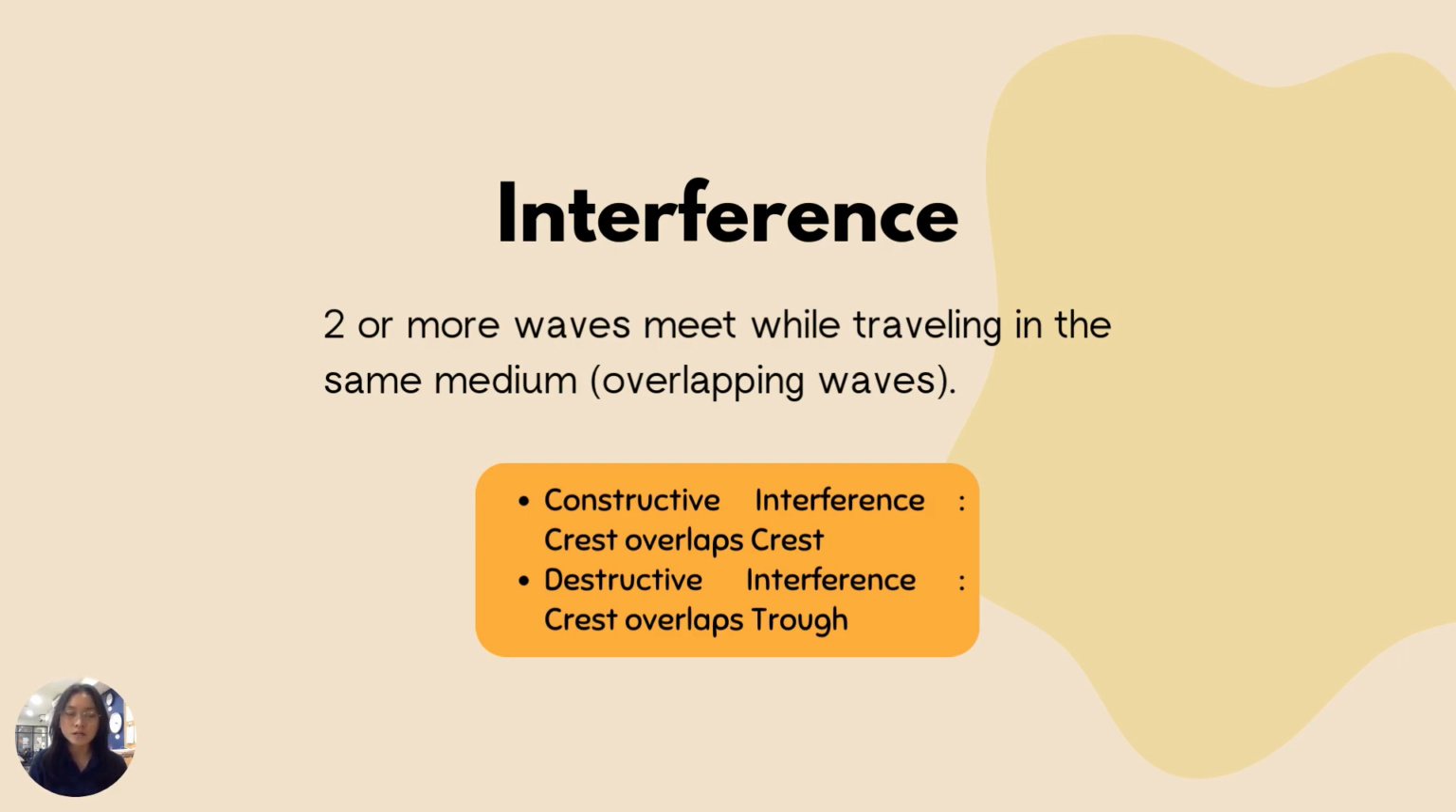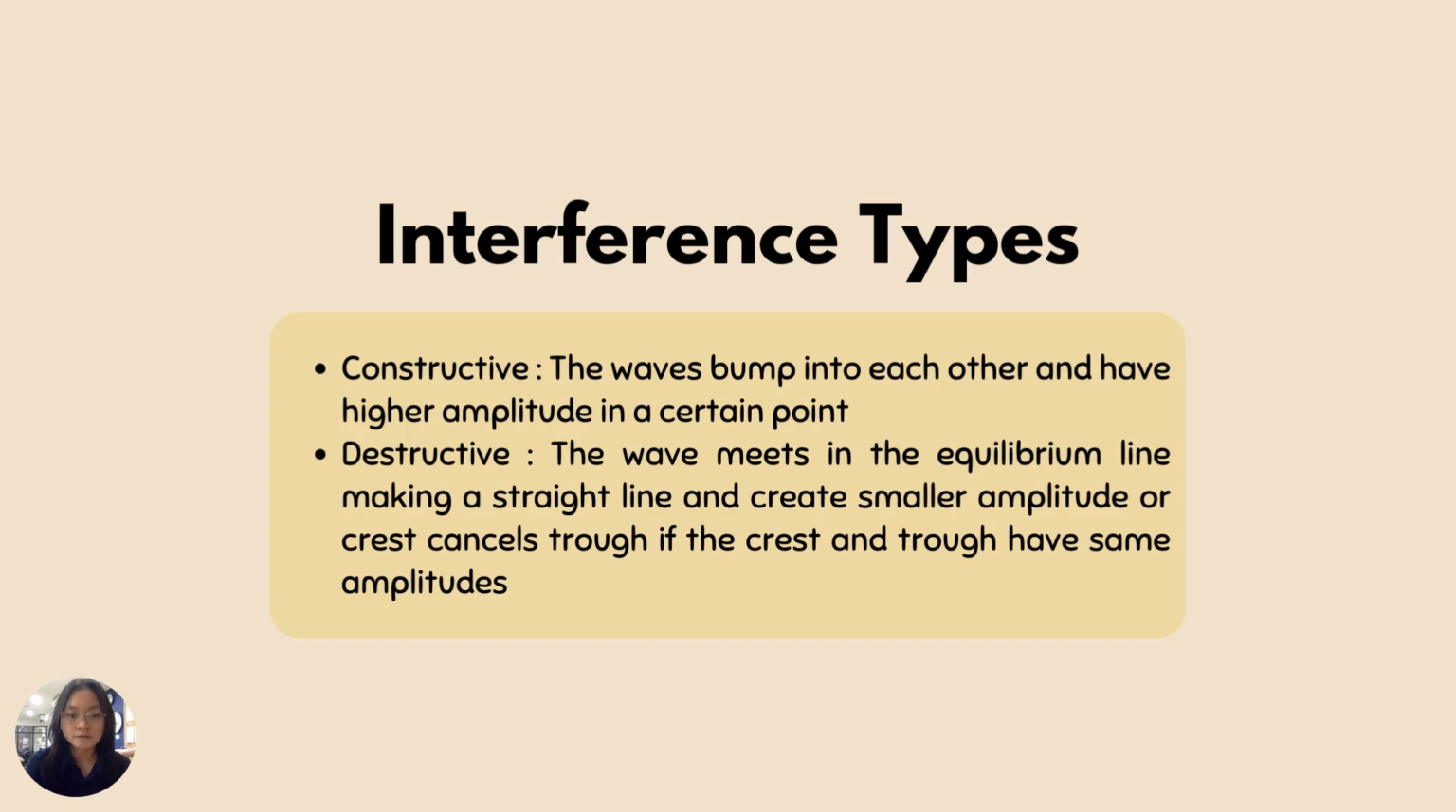And then moving on, we're going to be talking about interference, which is when two or more waves meet while traveling in the same medium, or overlapping waves. There are two types: constructive interference, which is when crest overlaps with crest, and destructive interference, which is when crest overlaps with trough. In constructive interference, the waves bump into each other and have a higher amplitude at a certain point. In destructive interference, the waves meet at the equilibrium line, making a straight line, and create a smaller amplitude, as the crest cancels the trough when both have the same amplitude.